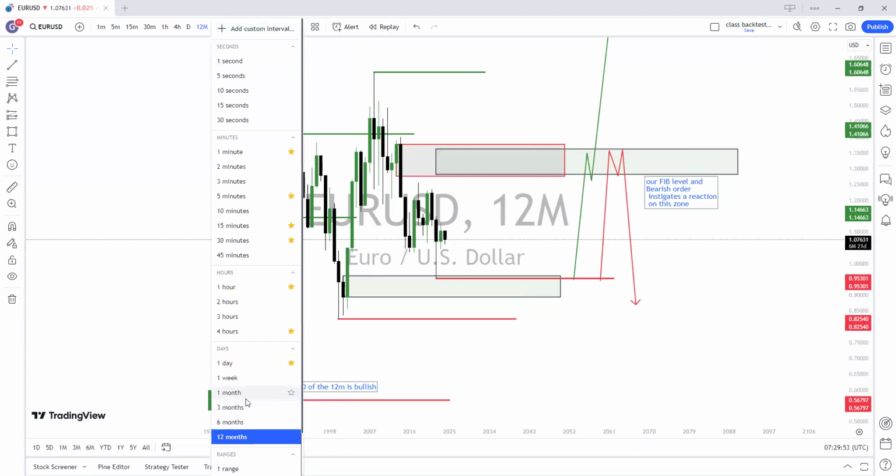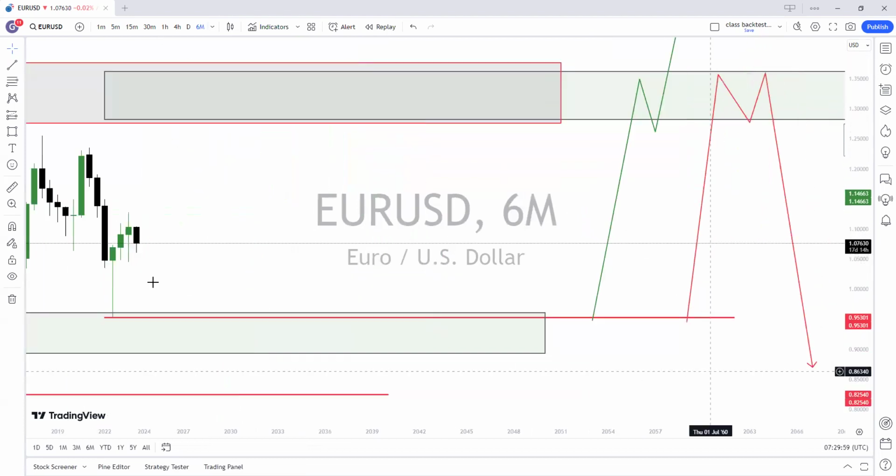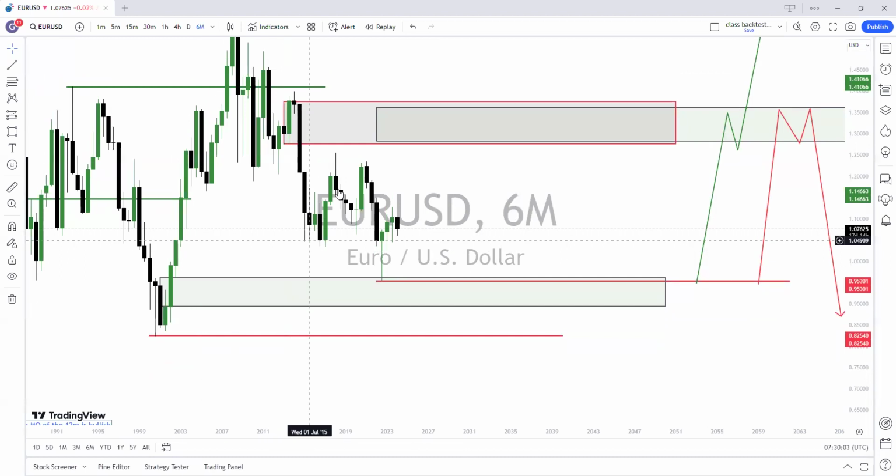I go down to the 6 months, because I want to see something. I want to see a better story of what price is selling. Price has created an M pattern, which gave birth to the liquidity that was grabbed right here, and now price has rallied up. Now I want to know, let's go back to the 12 months.